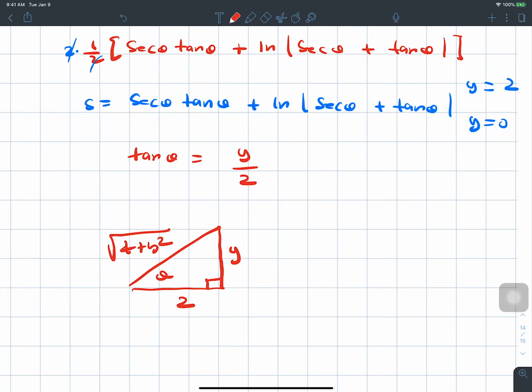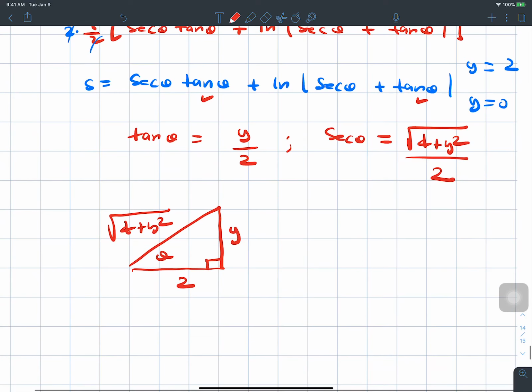So I have tangent theta. I have this value. I have this value. We need to know what secant theta is. Secant theta, remember, is the reciprocal of cosine. Cosine theta is adjacent over hypotenuse. So this will be hypotenuse over the adjacent side. Okay? So let's write this down.